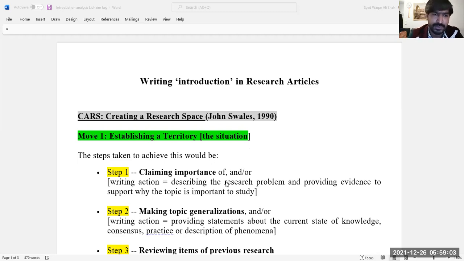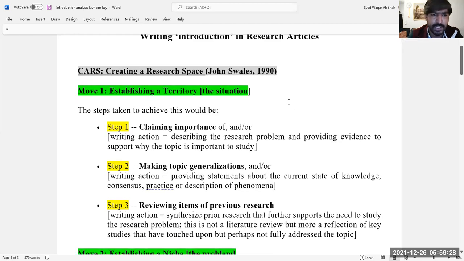So the very first move, which is very important while developing the introduction in our research article, is establishing a territory or a situation. That is very much relevant to developing a background in our introduction part. How can we establish a situation in our introduction part? There are some steps that you will see here. For example, step one is claiming importance: claiming the importance of the topic that you are investigating. It is about describing the research problem and providing evidence to support why the topic is important to study.